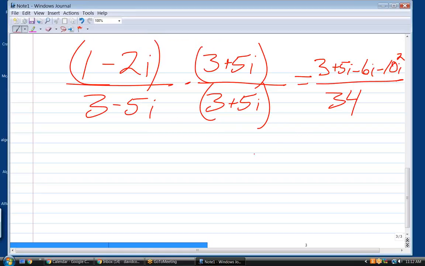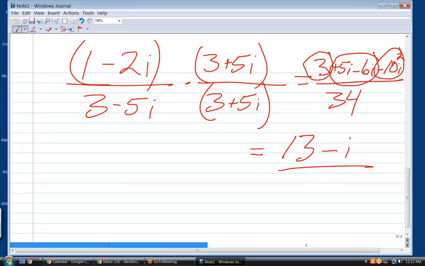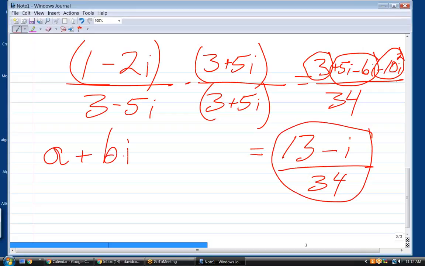Now we need to simplify that numerator. Well, we can combine that and that. What does it equal? The far left and the far right of the numerator. Would that be 13? Uh-huh. So we write 13, and then combine your i's. What do you get? Negative i. And it's all divided by 34. So there's your answer.